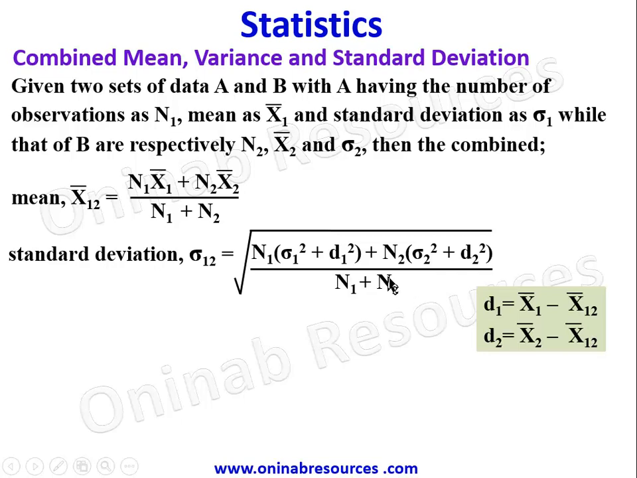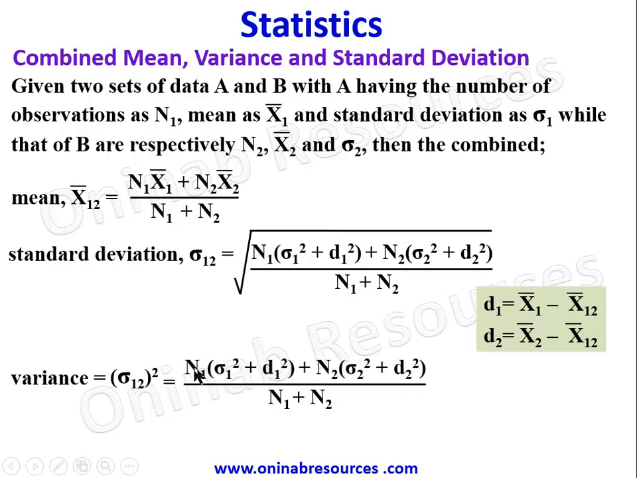And the variance, we already know, variance is the square of the standard deviation, which is as good as having it as N1 into sigma 1 squared plus D1 squared plus N2 into sigma 2 squared plus D2 squared over N1 plus N2. By application, if we are able to solve this, we just need to bring what is inside the bracket and we have the variance.